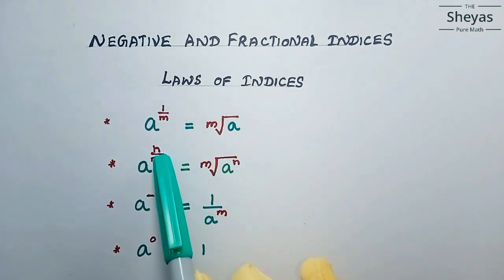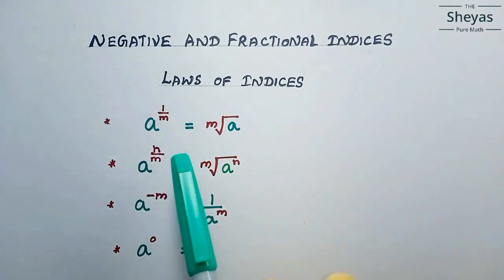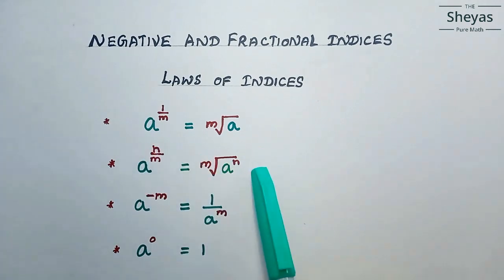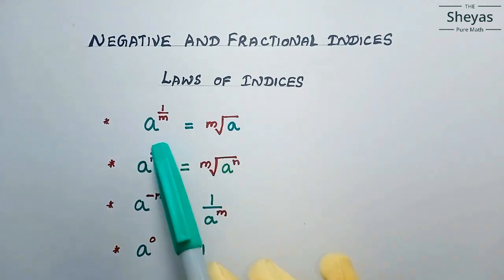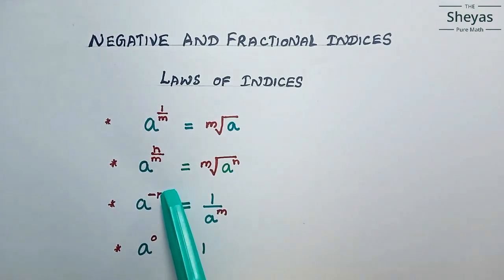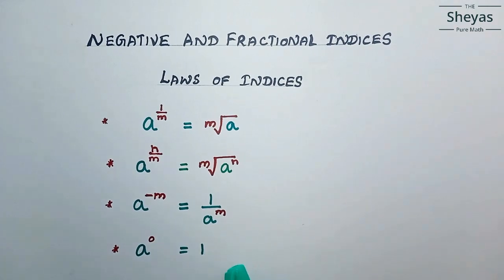What is in the denominator, m, will be the root. So that can be written as mth root of a power n. The n is in the same place, the whole power n. A power minus m can be written as 1 by a power m. And a power 0 is equal to 1. This rule we have already learnt. So using all this, we are going to do some problems.